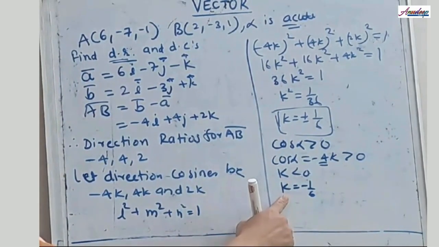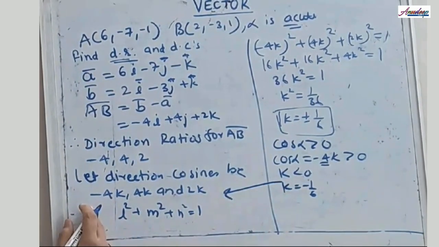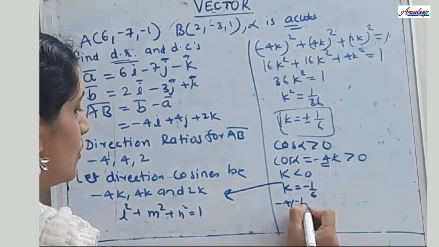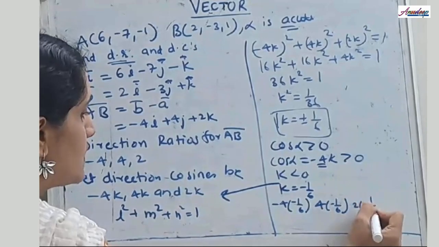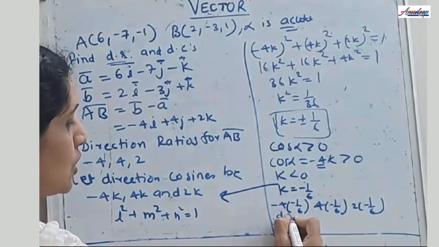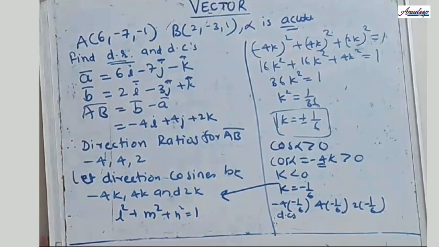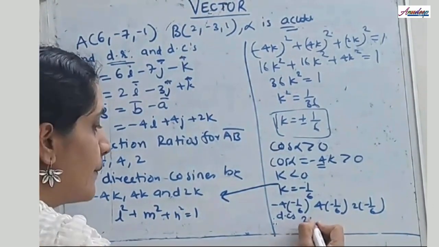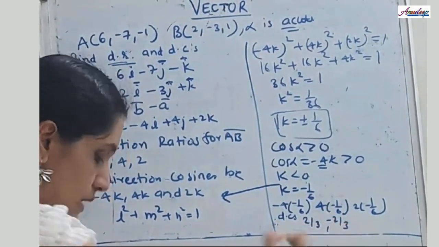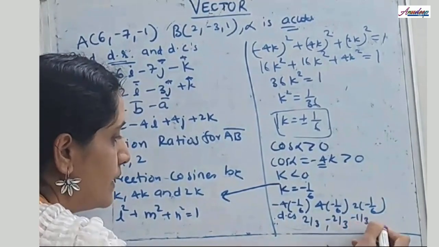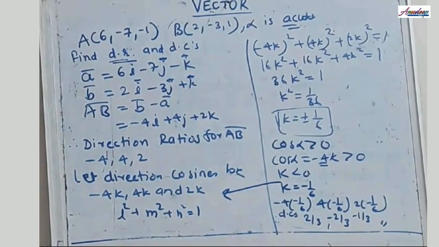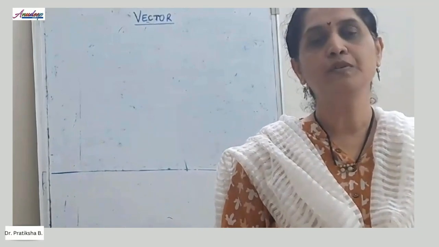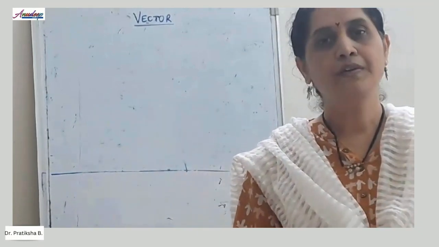Now as we have the value of k, we can work out the remaining values. It will be minus 4 into minus 1 by 6, 4 into minus 1 by 6, 2 into minus 1 by 6. Therefore, the direction cosines are 4 by 6, that is equal to 2 by 3, then minus 2 by 3, and lastly minus 1 by 3. So this is how we are going to work out the direction ratios and direction cosines for the given problem. This is how we are going to solve the problems on vectors. I hope these problems are very much clear to you.